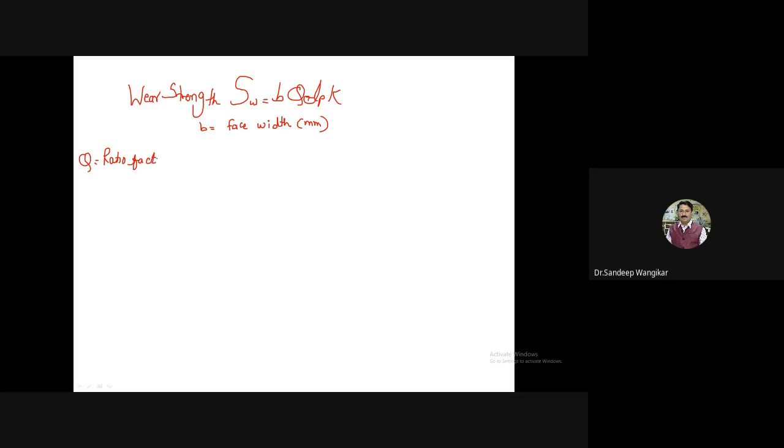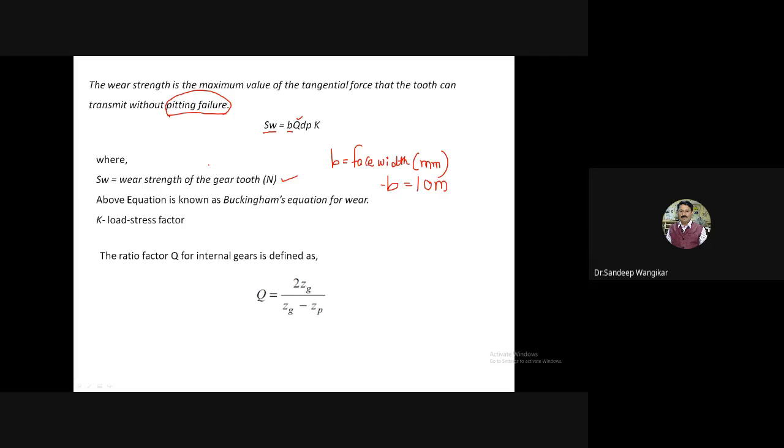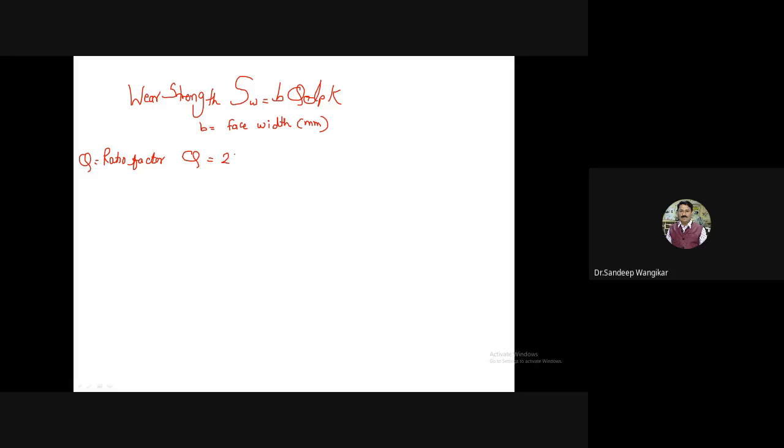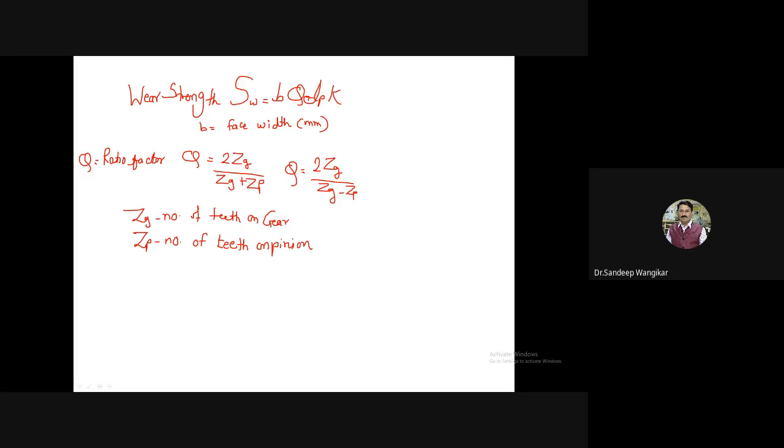Again, there are two parts in this Q. Q is given by 2 ZG divided by (ZG plus ZP), and again Q is equal to 2 ZG divided by (ZG minus ZP), where ZG stands for the number of teeth on the gear, and ZP stands for the number of teeth on the pinion.